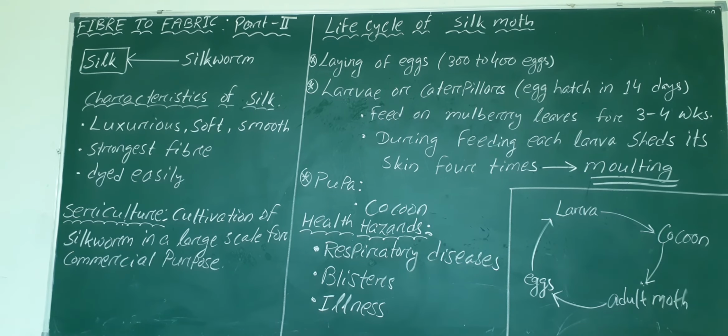Now the last part is health hazards in the production of silk. Inhalation of harmful vapors produced by the chemicals used in silk processing can trigger respiratory diseases like asthma. Workers put their bare hands in hot water when the cocoons are being boiled, resulting in blisters. And the last point, handling diseased and dead worms with bare hands can cause illness.